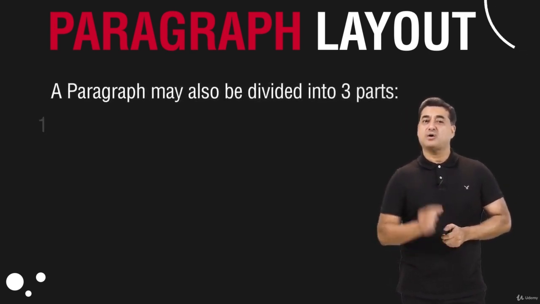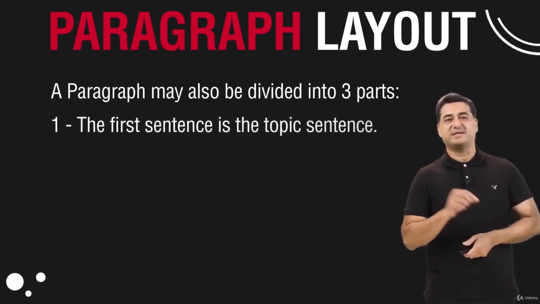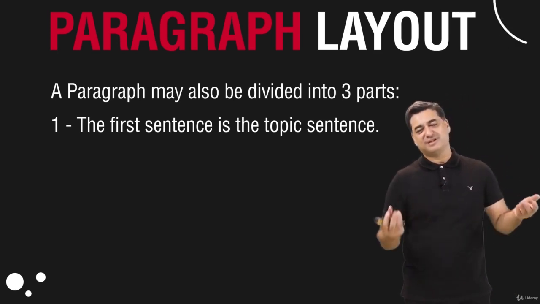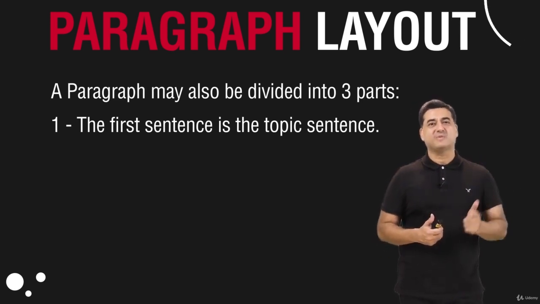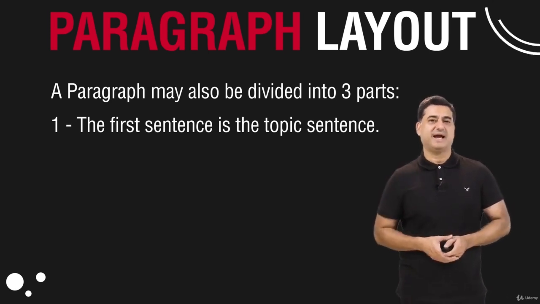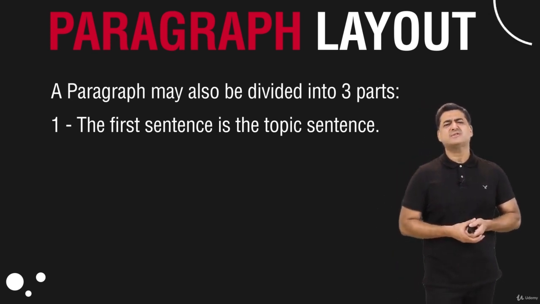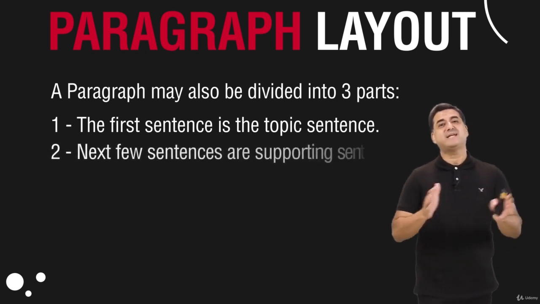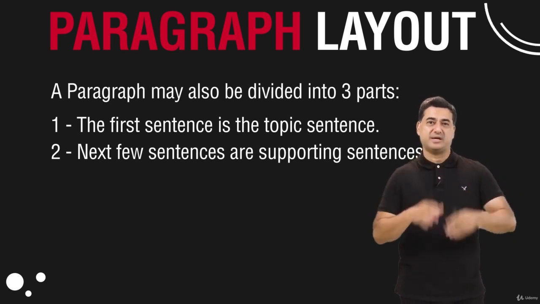The first part or the first sentence of the paragraph is the topic sentence. So if you want to find out the topic of a paragraph, just read the first sentence. This is the technique. Read the first sentence because normally the first sentence of every paragraph introduces the topic, and that is why the first sentence is called the topic sentence. Now next few sentences are called the supporting sentences where the topic is further elaborated.